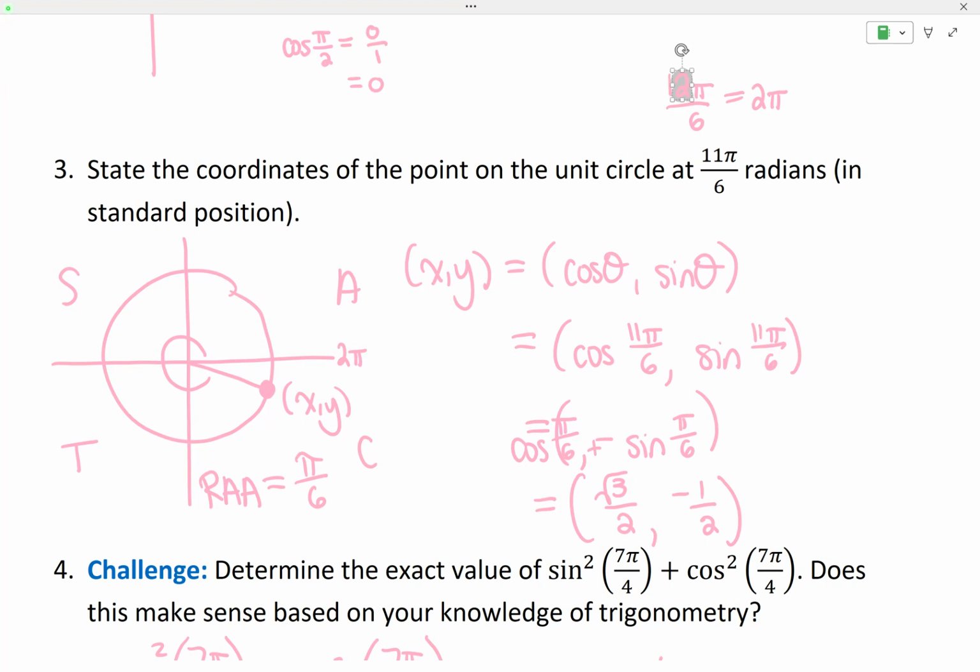We can also then say that cos of 11 pi over 6 is related to cos of pi over 6. Sine of 11 pi over 6 is related to sine of pi over 6. Because it's in the C quadrant, cos is positive, and sine is negative. And again, I find cos of pi over 6 from a special triangle and sine of pi over 6 from a special triangle.